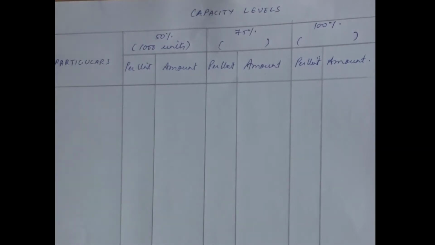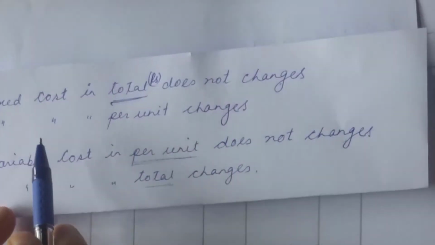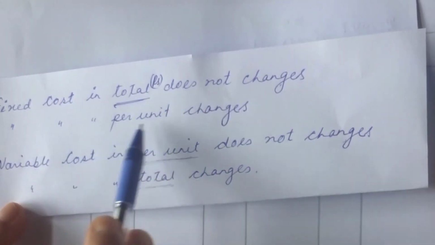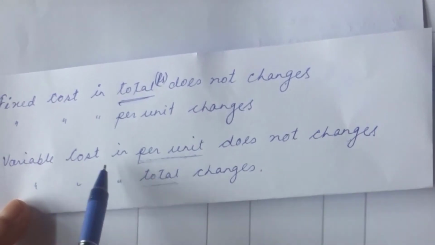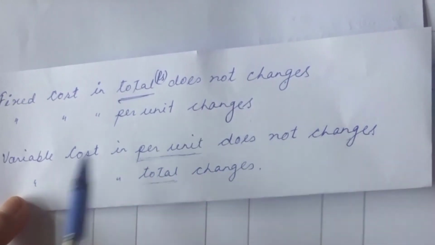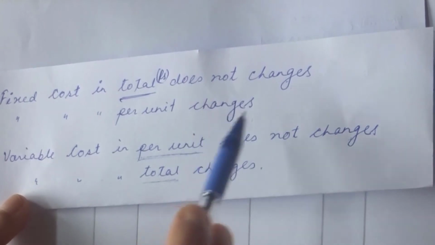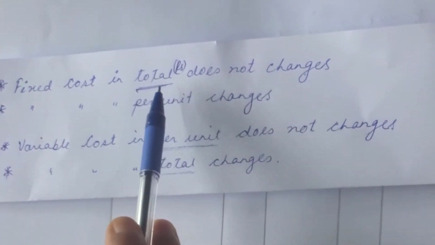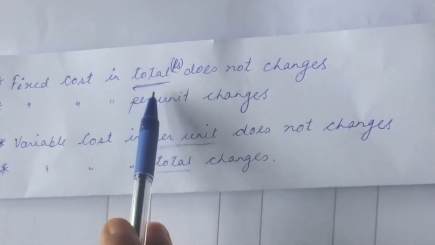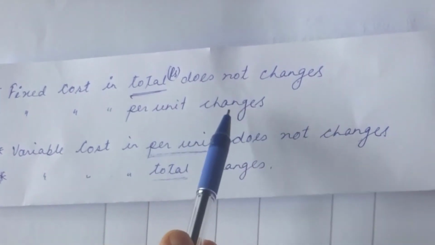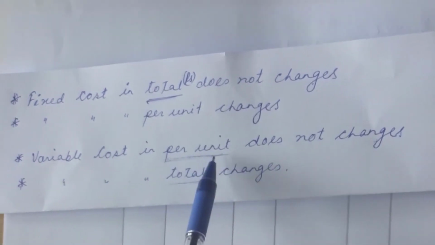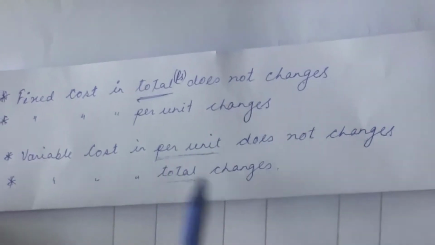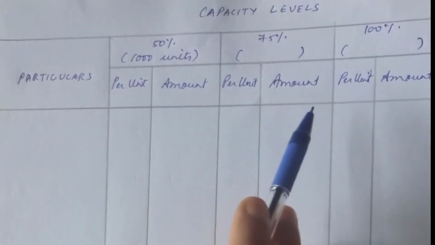Now before we start off with this flexible budget preparation, first we have to see this point: fixed cost in total does not change, fixed cost per unit changes, and variable cost per unit does not change, and variable cost in total changes. Now what does it mean? Fixed cost in total means in case of rupees total amount it does not change, in case of per unit it will change. Variable cost per unit will not change, but in case of total it will change. Now how to put up these points in this question? We'll see step by step first.